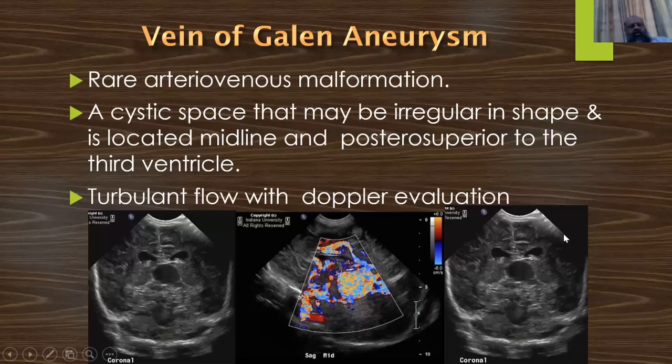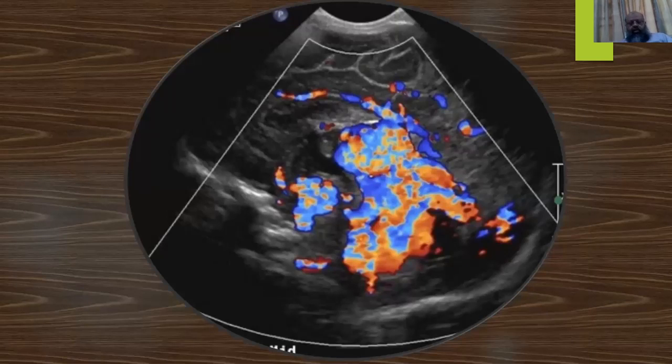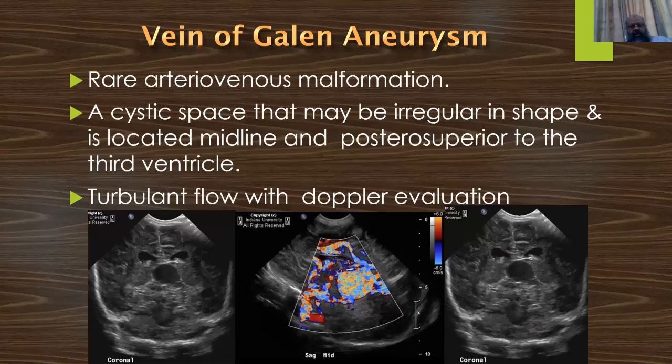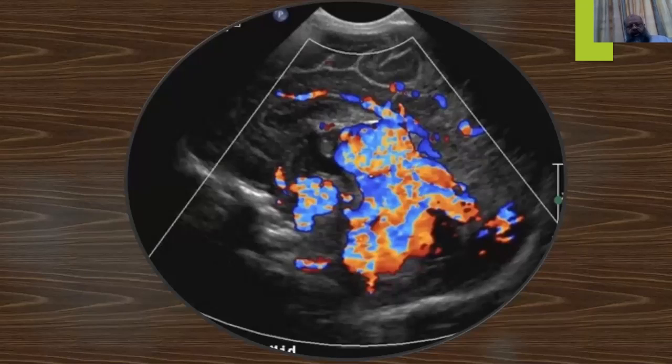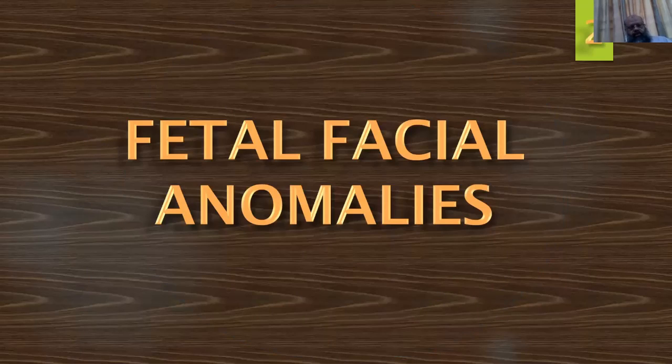Vein of Galen aneurysm is a rare arteriovenous malformation, a cystic space that may be regular in shape or irregular, and is located midline and posterior superior to the third ventricle. We can easily diagnose the AV malformation, vein of Galen aneurysms, with the help of color Doppler.